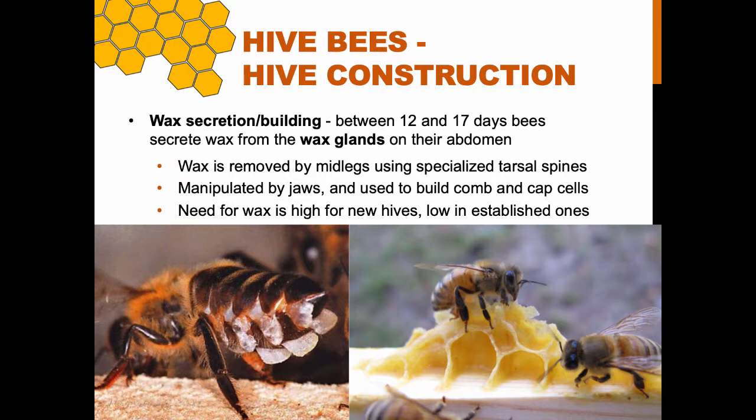So during days 12 to 17, the bees produce a lot of wax from their abdomen. The wax is removed by their mid-legs because they have a special, I think I called it a tarsal spine, but it's actually a tibial spine. So basically, on their mid-legs, they have a little spine. You can't see it in these pictures. But they use that spine to spear the wax and pull it off. They bring the wax up to their mouth and manipulate it. They chew it, put some spit into it, sometimes some honey to make it a little bit more pliable. And then they use that to build comb.